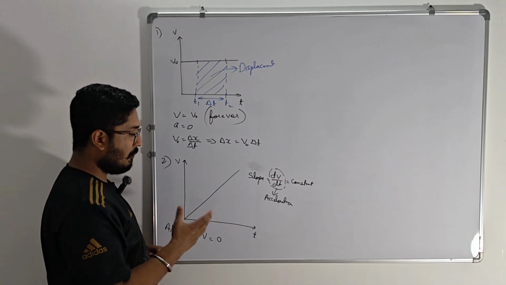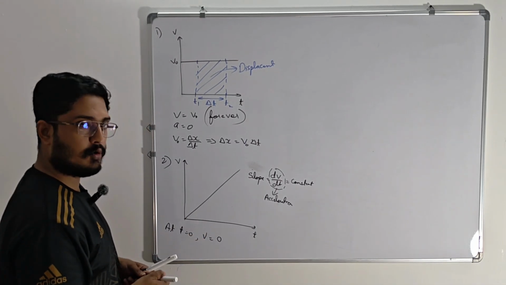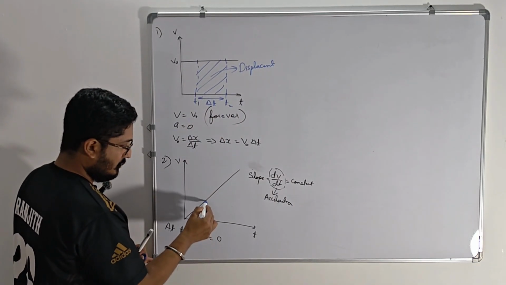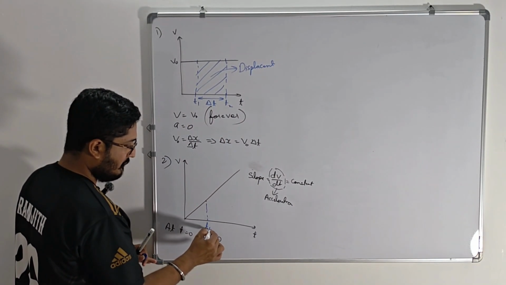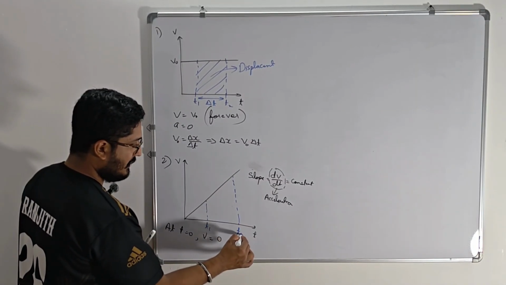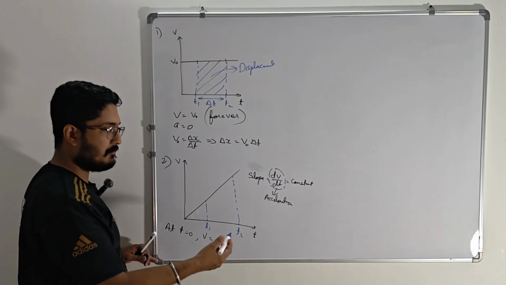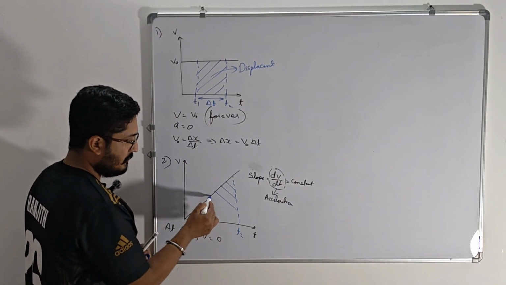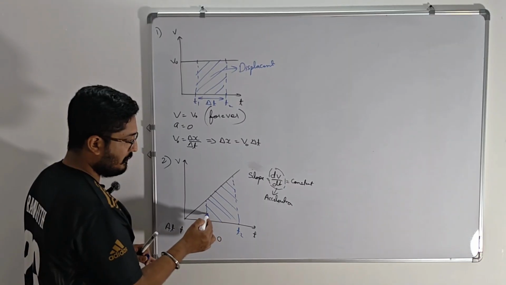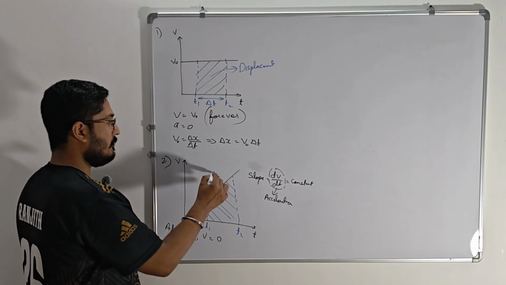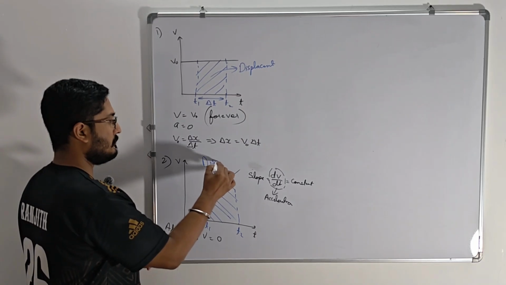So basically, I would be requiring displacement for two time values, right? So this is T1 and this is T2. So between time T1 and time T2, I am interested in finding displacement. So again, I have to go with what? The area under the graph. That's it. Find this area. This area would give you displacement.